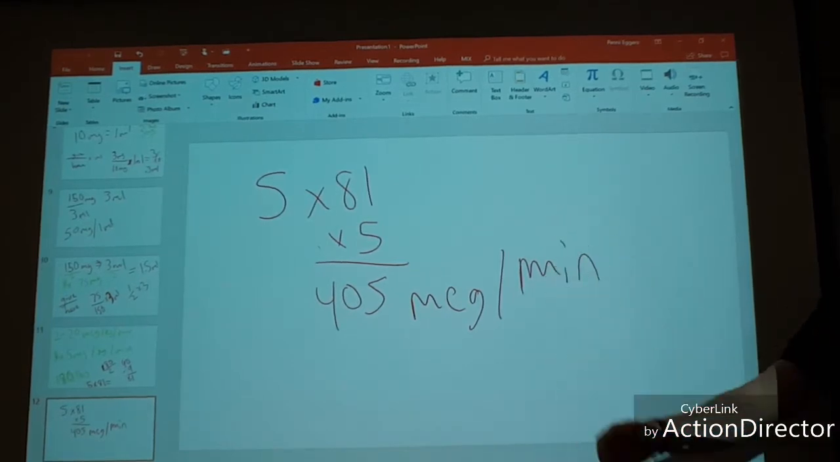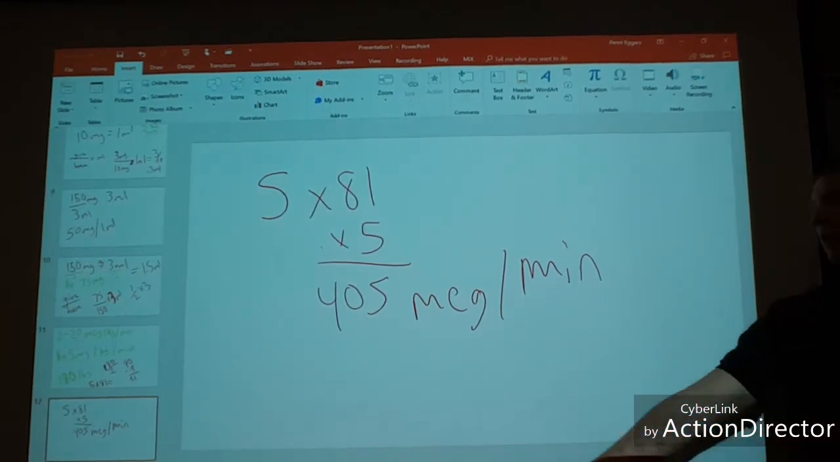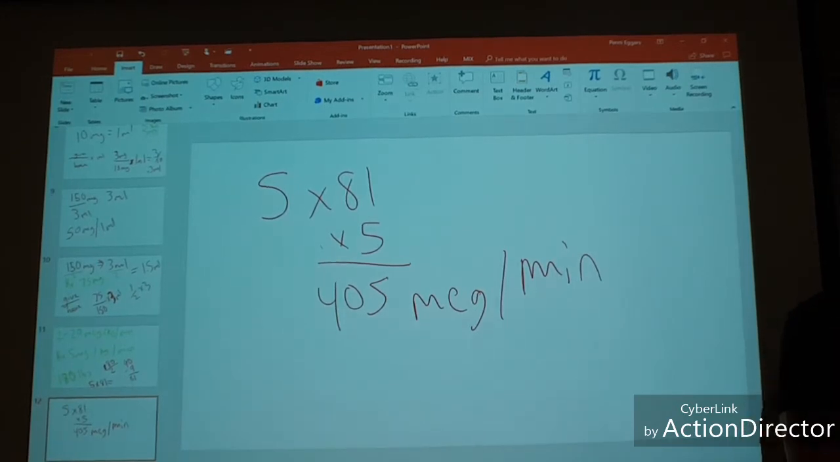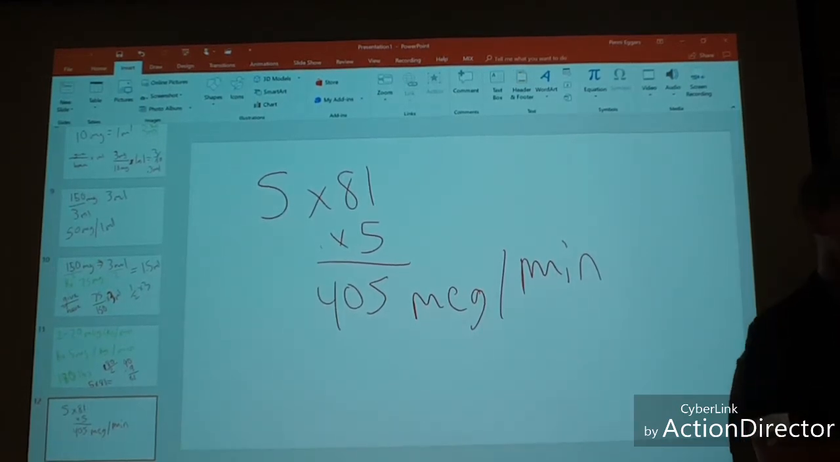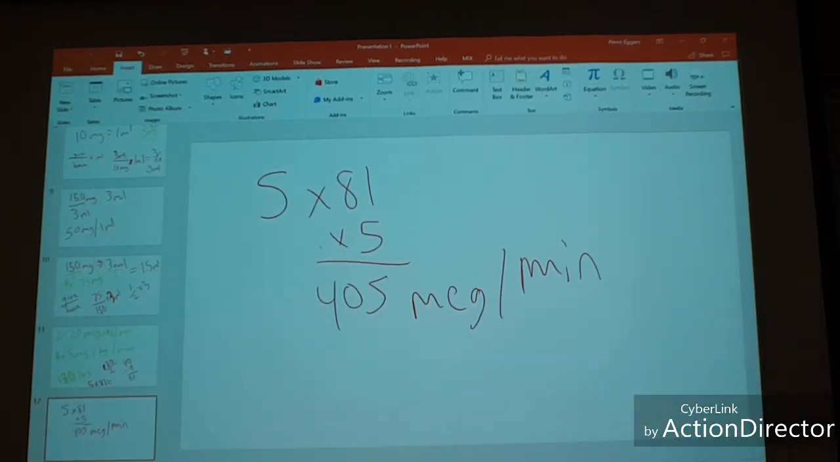How many mLs is that? That sucks, right? What if I had to get 405 micrograms and then my milliliters were different? So now, do you understand why it's more important to know the mLs versus how to get the dose? This is where that makes sense. Any questions so far? No? Alright.